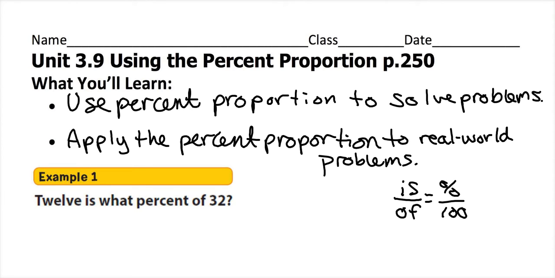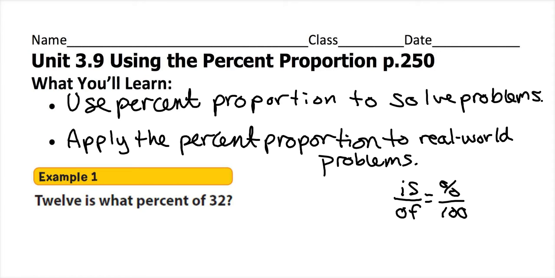Okay, so what this means is whenever you find the word is in the problem, the number that goes with is goes in the top part of the left fraction. The number that goes with the word of goes in the bottom part of the left fraction, and then the percent is always up in the top, and then the 100 is always the 100. That's the one constant. No matter what we're doing over the next couple lessons, the 100 will always be in that spot along with the percent. So it's always percent over 100. The is and the of are going to change depending on what we're working with.